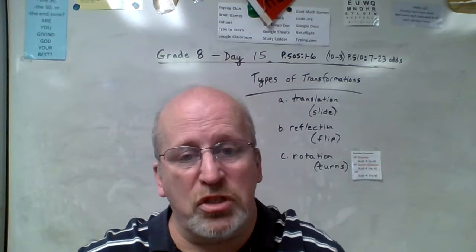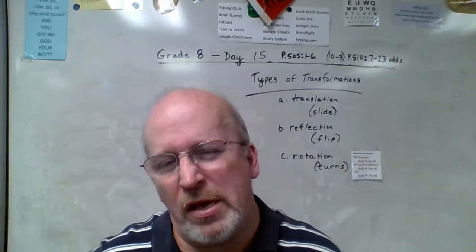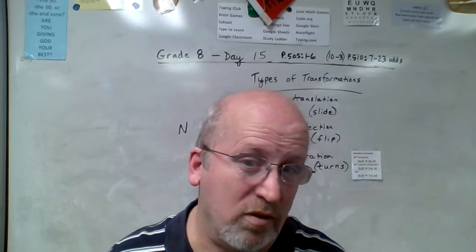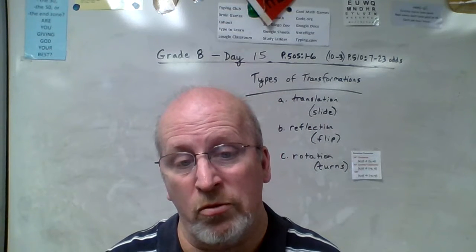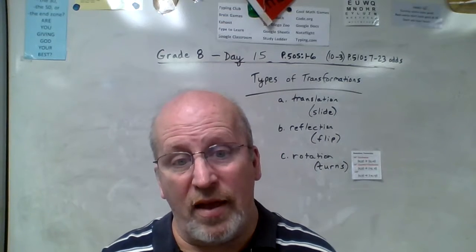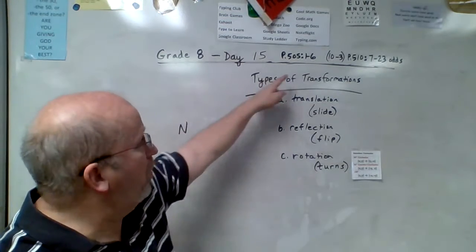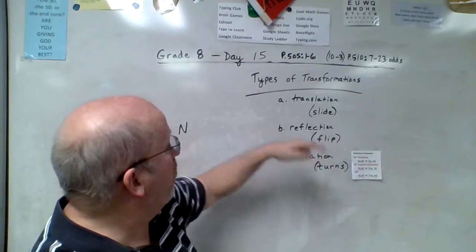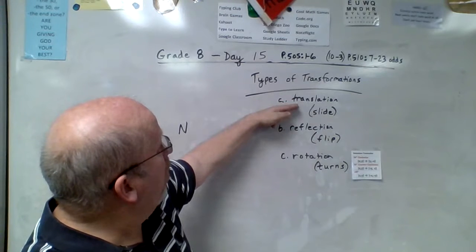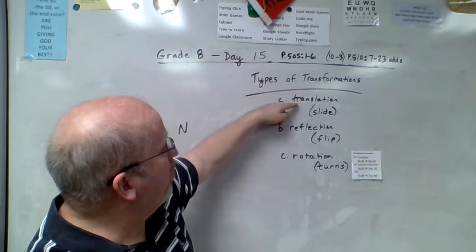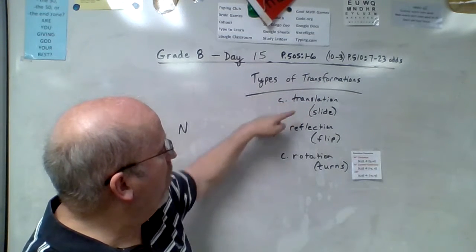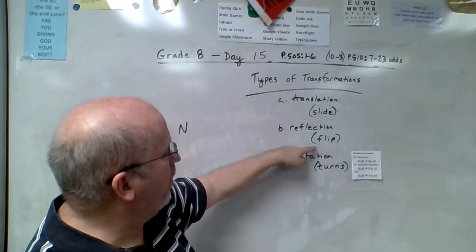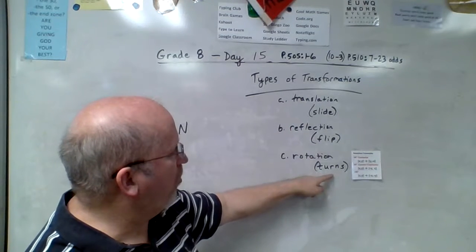In that first section, you'll be talking about symmetry, whether it's line symmetry or rotational symmetry. And in that second section, you're going to be talking about different types of transformations, whether they be translations, which are slides, reflections, which are flips, and rotations, which are turns.